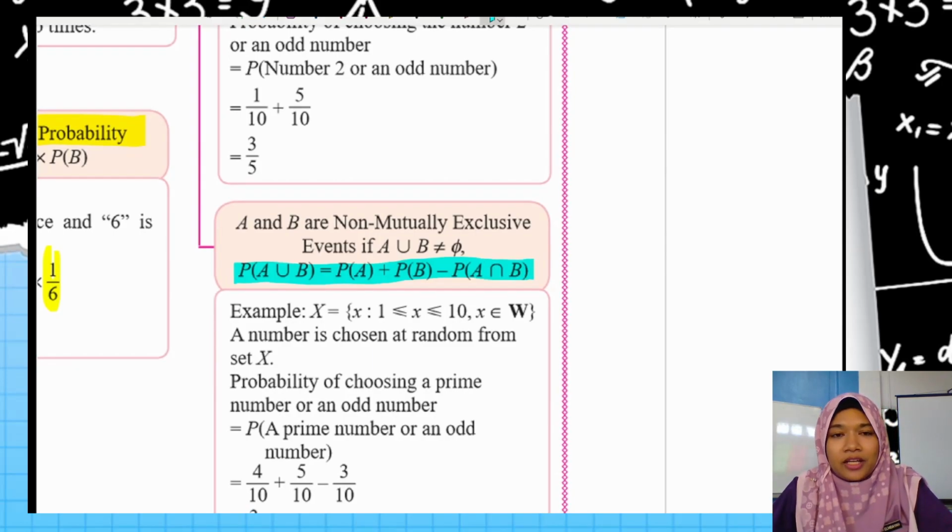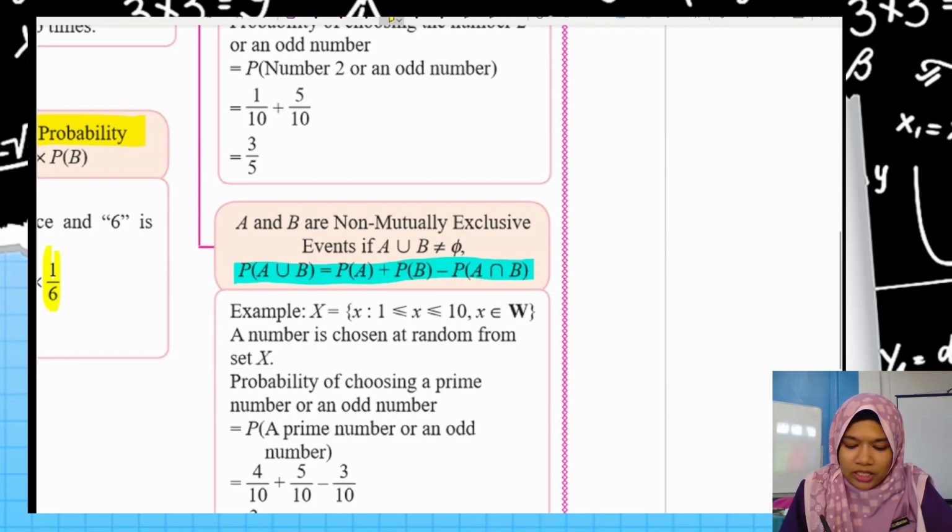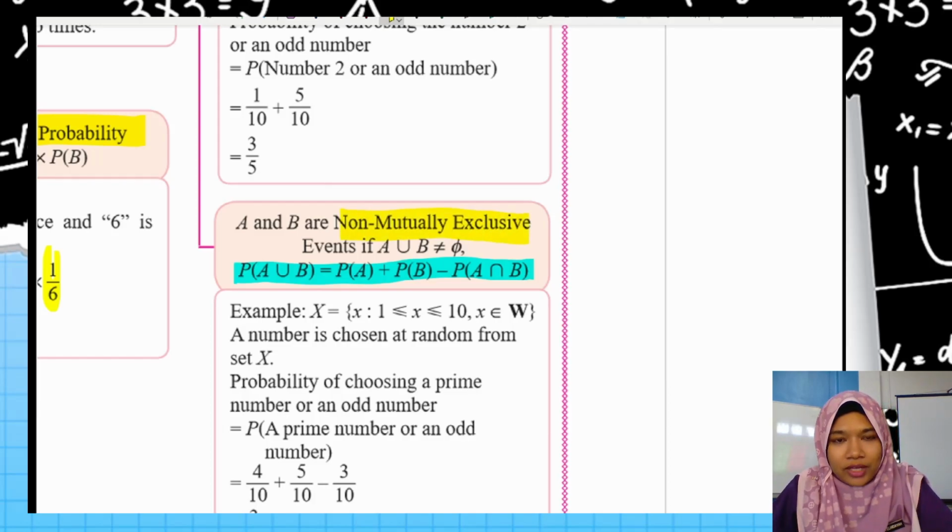This one is for the non-mutually exclusive event. Non-mutually exclusive event means that there are common elements. What are common elements? Means that sama, yang sama. Ada outcomes yang sama for event A and event B. Nanti kita akan tengok in exercise.